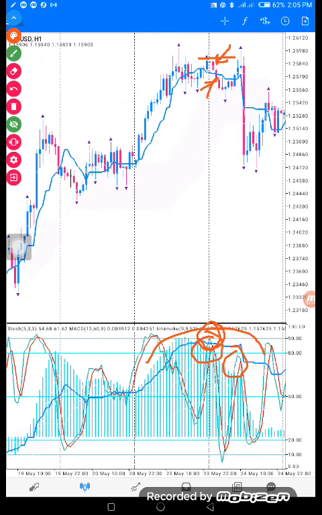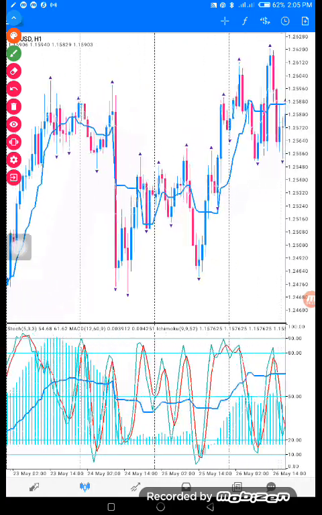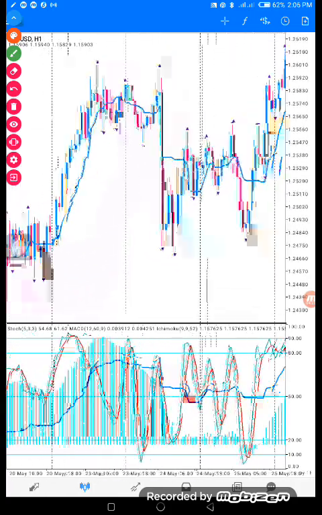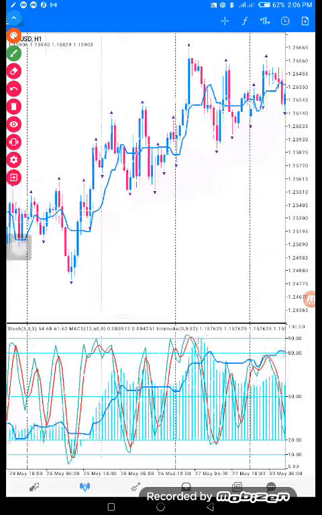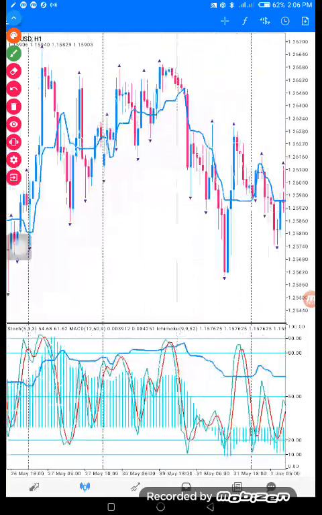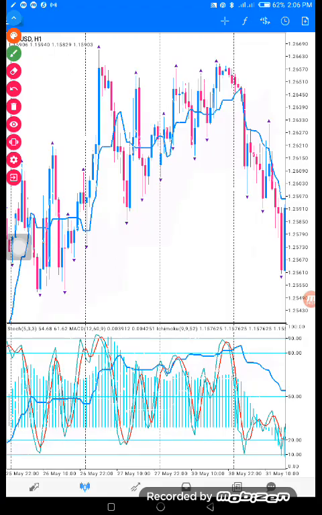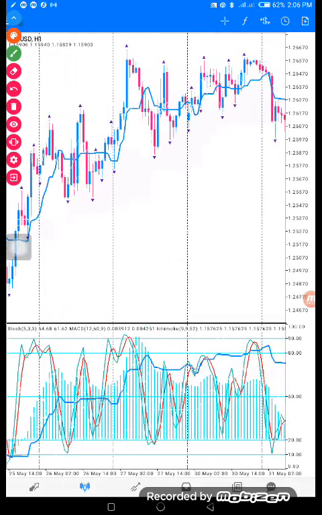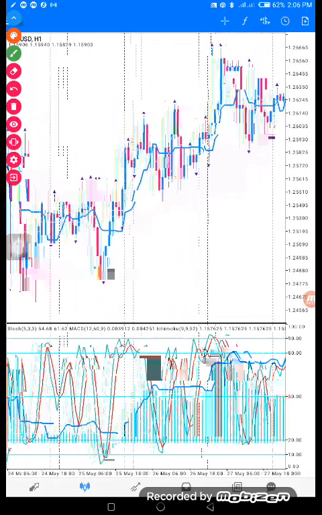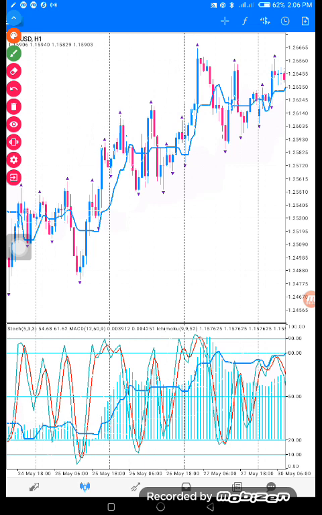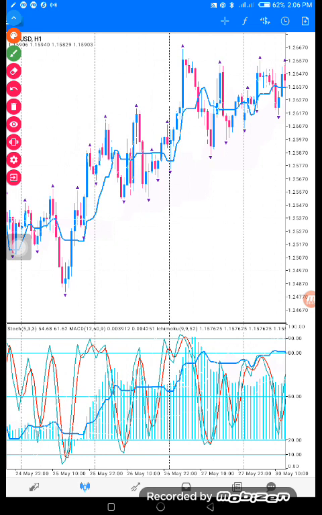Please pay attention to all of this I'm saying, because it's what's happening out there. It happens out there a lot, every time, all the time. We see a lot of stochastic crossovers. Another thing I want to teach is another entry method, which is about the MACD. The MACD that is in this strategy.